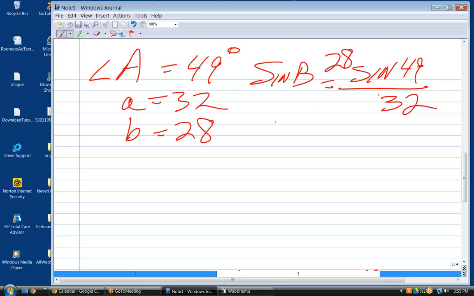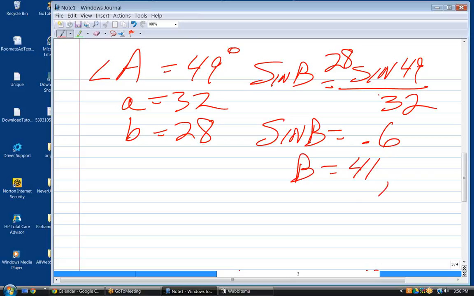And what's the number for sine B before you take the inverse of it? I guess you can go straight to angle B as long as you understand that that's what you're doing. It's 0.6. Okay, and then what's angle B equal to? 41. What's the supplementary angle, because this is a possible ambiguous case? The supplementary angle is 139. Okay. Is that a possible angle? No. We got our triangle. We got angle B.